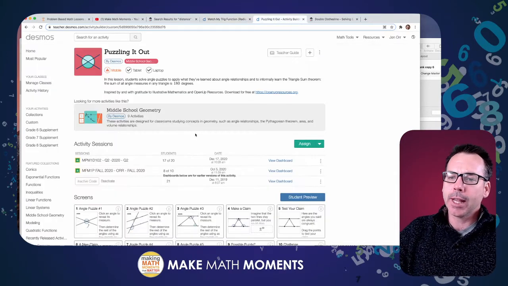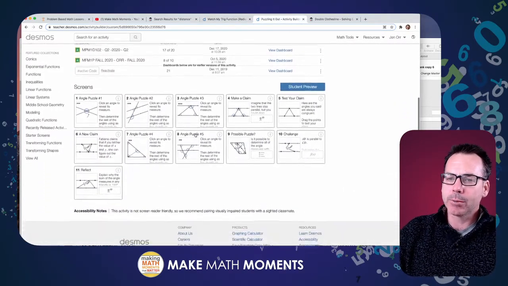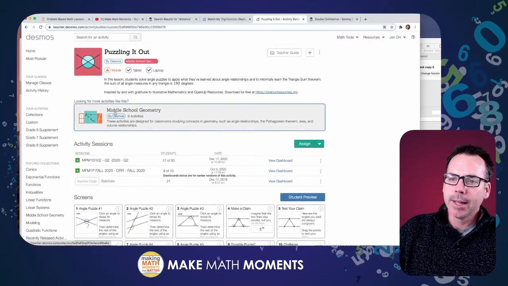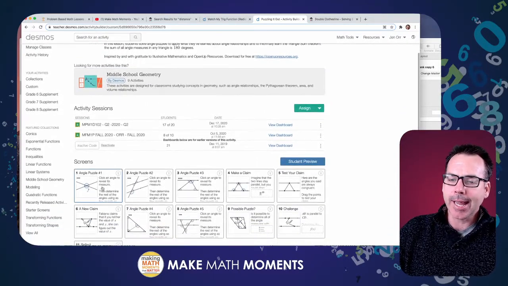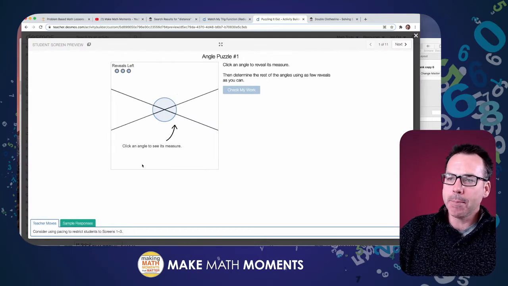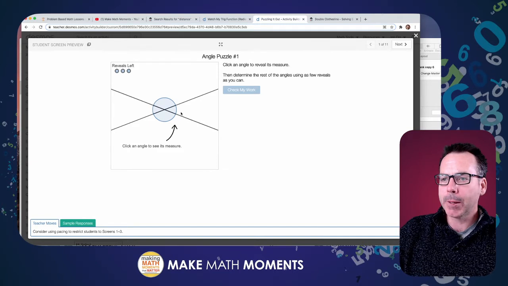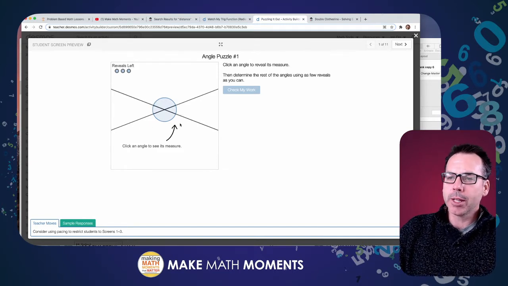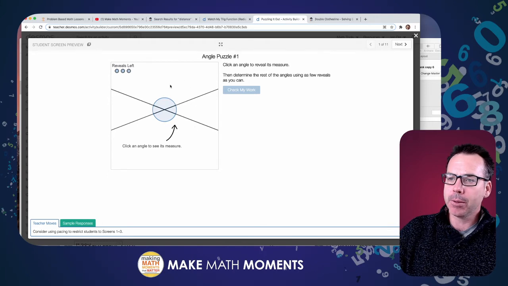Here's another Desmos activity that I'm loving these days, which is called Puzzling It Out, and has to do with geometry and angles between parallel lines and triangles. What I love about this series of problems from Desmos is it definitely makes kids think, and it's very abstract, but normally you would just tell kids these rules. But the beautiful part about this is it makes kids really think, what do I need? What would I like to know?